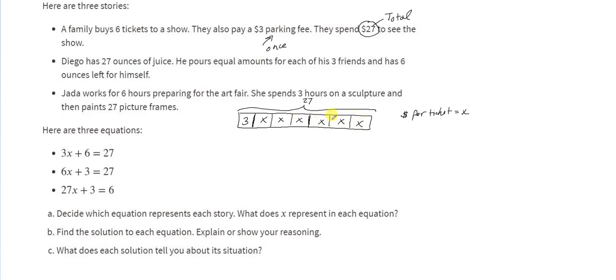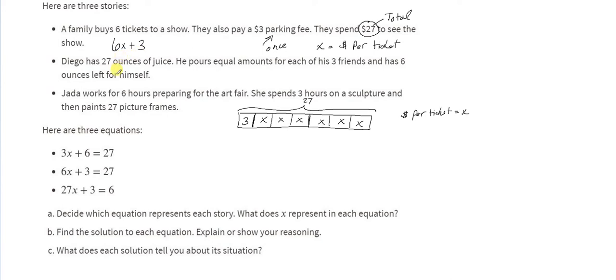So to match that up with an equation, I'm looking for 6 X's and a 3. And that one looks to be this one right here. So this one I'm going to say is 6X plus 3, where X is the price per ticket. Pretty easy stuff. Let's move on to the next one.